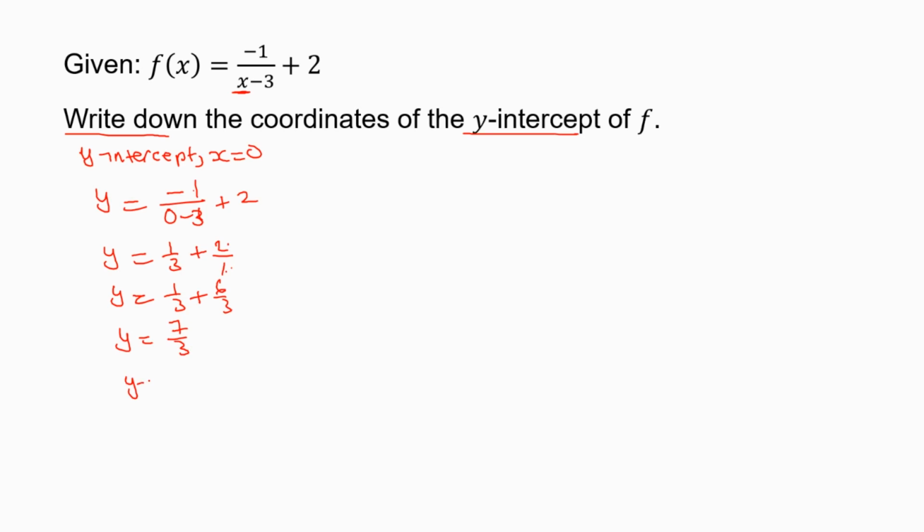So the coordinates of the y-intercept are (0, 7 over 3). That we're going to meet when we're doing question 5.5.